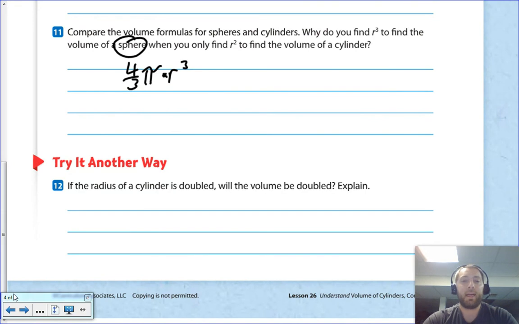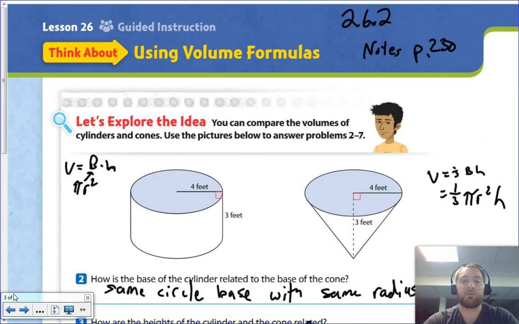All right? That is it for today on using volume formulas for cones and cylinders. And we're going to finish this lesson next time, 26.3, of all our overarching goal for this lesson, which is to understand formulas for volume, specifically of cylinders, cones, and spheres.